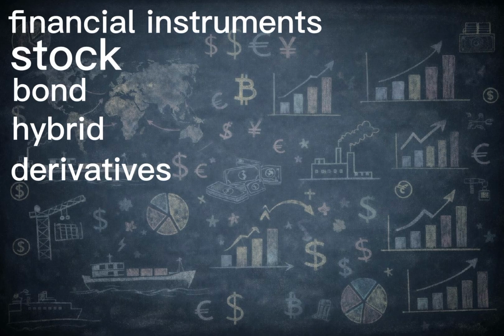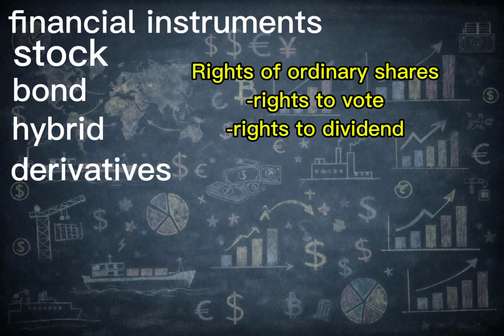Let's start with the stock. We are talking about ordinary stock or common stock. It means the same thing. It is a security instrument that represents ownership in the firm. Owners of common stocks are called shareholders. And holders of common stock have some specific rights, like their right to vote on key corporate matters at the AGM, annual general meeting. Right to receive dividend.